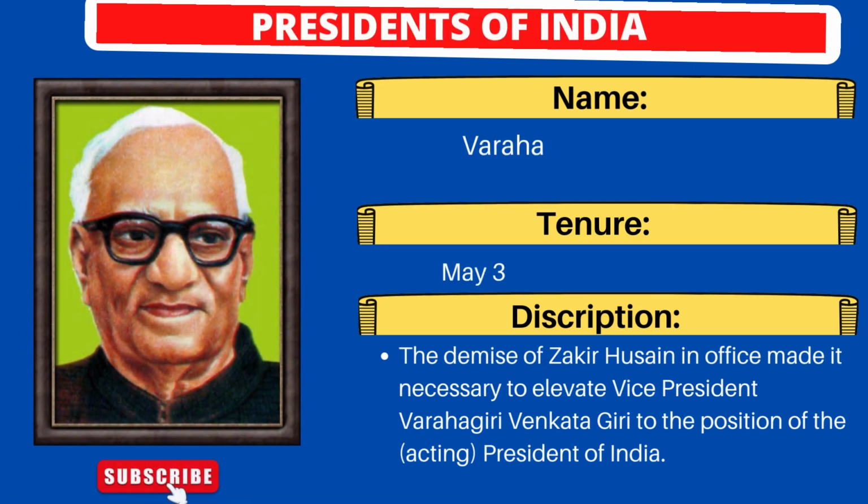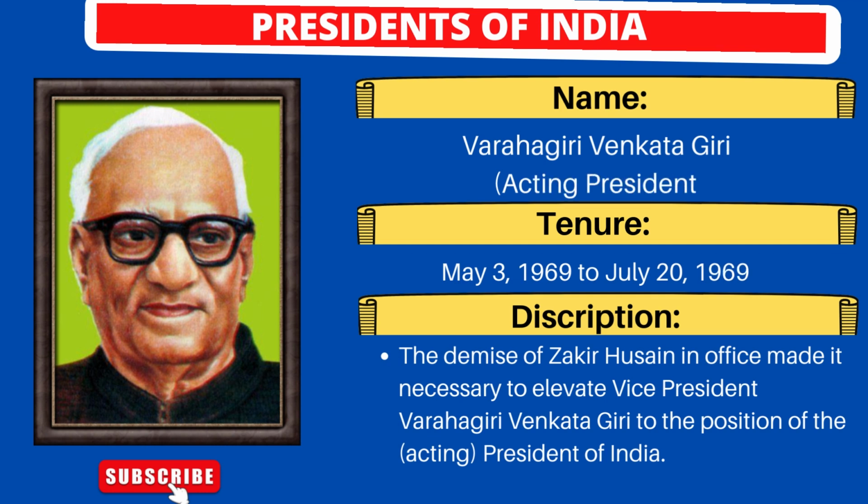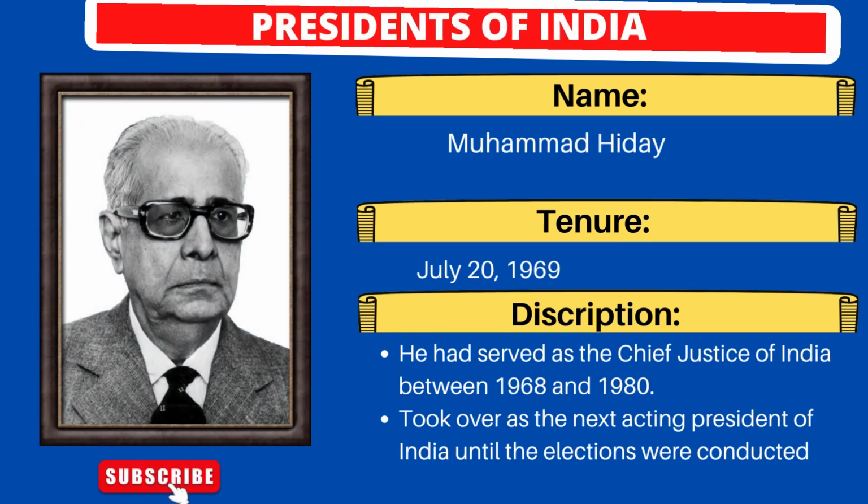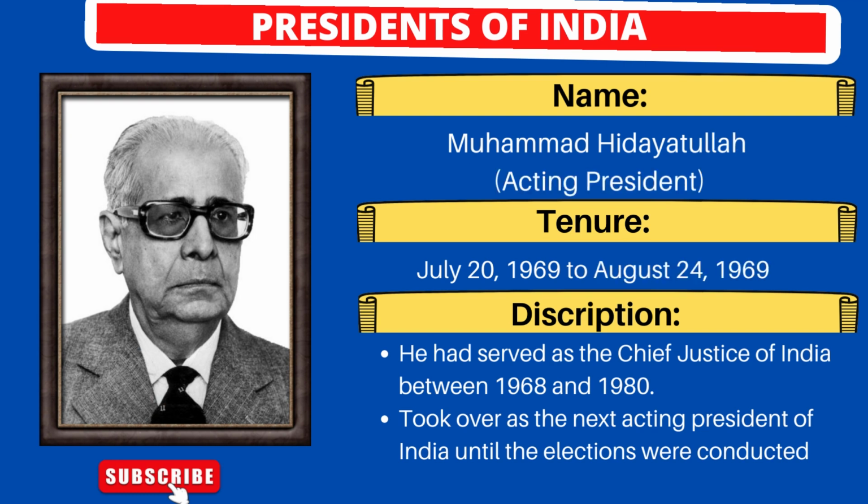The next acting president of India was Varagiri Venkat Giri. His tenure term was 3rd May 1969 to 20th July 1969. Muhammad Hidayatullah took over as the next acting president of India until the elections were conducted. His tenure lasted from 20th July 1969 to 24th August 1969.